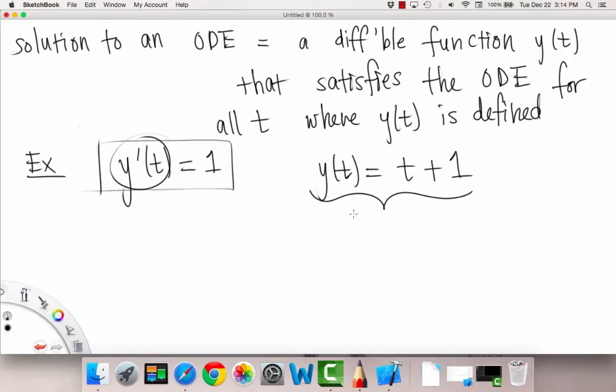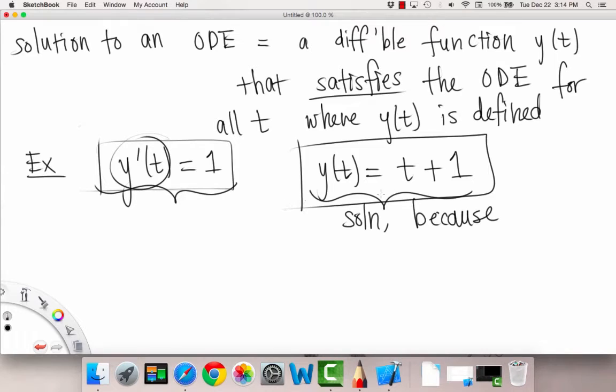This is a solution because of the following, and I'll show you why. If we were to plug everything into this, it would work out. That's what the word satisfies means: when you plug everything in regarding this solution function, it should work out with the ODE that we were given.